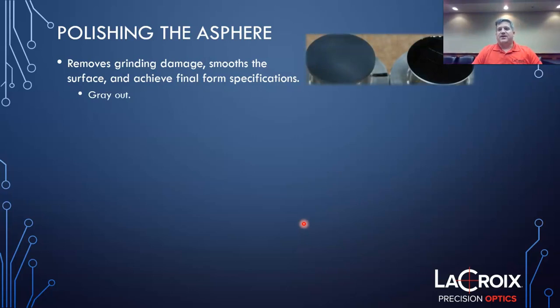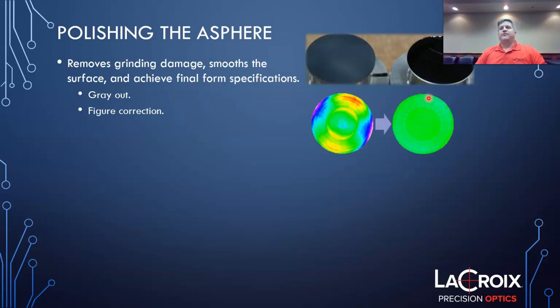So the first step in the process is to do the gray out. Here we're taking our ground surface, our finished ground surface, and polishing it, removing all that damage. That's our first priority. Ideally, and if the specifications allow it, the part might be good after this step, which is great. But we go from our ground surface to our nice polished surface, a good optical surface.